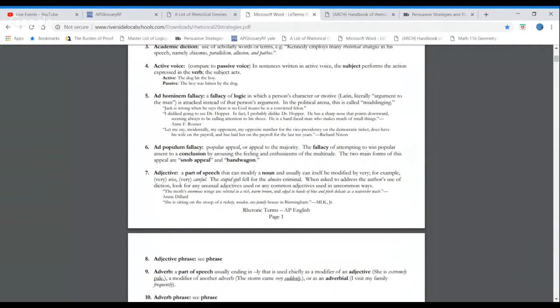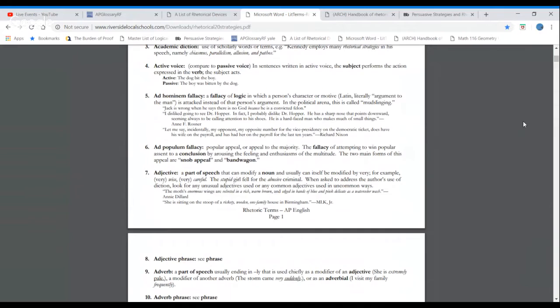Ad populum fallacy, popular appeal or appeal to the majority. The fallacy of attempting to win popular assent to a conclusion by arousing the enthusiasms of the multitude. The two main forms of this appeal are snob appeal and bandwagon.